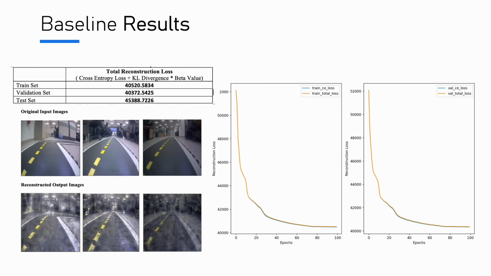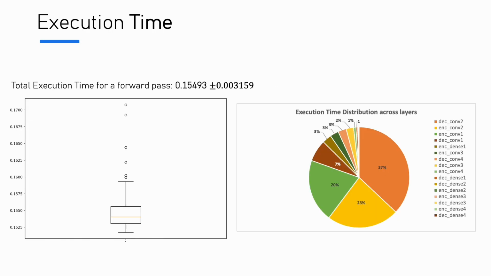The table summarizes the minimum loss achieved by the model on different datasets, where the total reconstruction loss is the cross-entropy loss plus the KL divergence multiplied by the beta value. It can be observed that the model was able to reconstruct the images from the original inputs with reasonable performance. It can be seen that the dimly lit images tend to have higher noise in the reconstructed images.